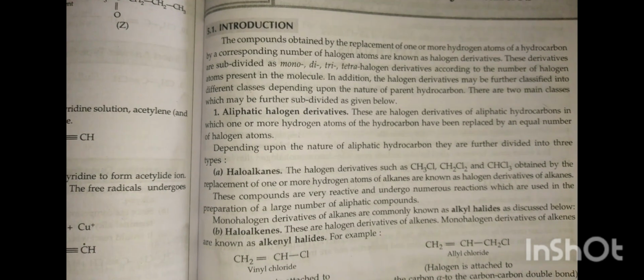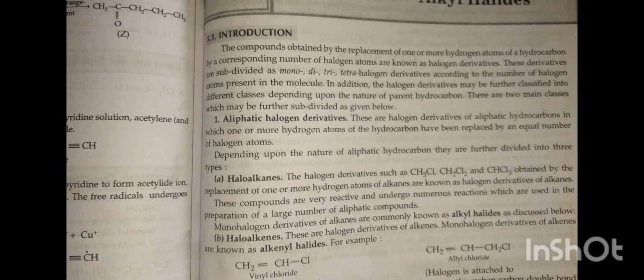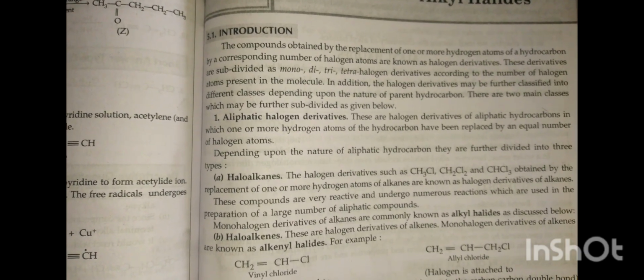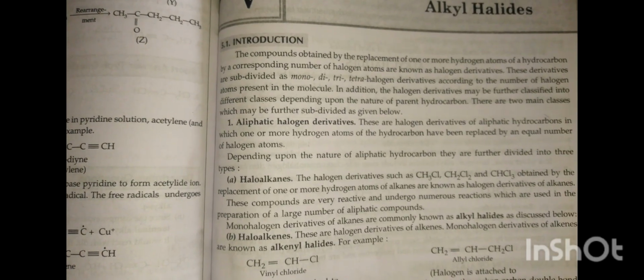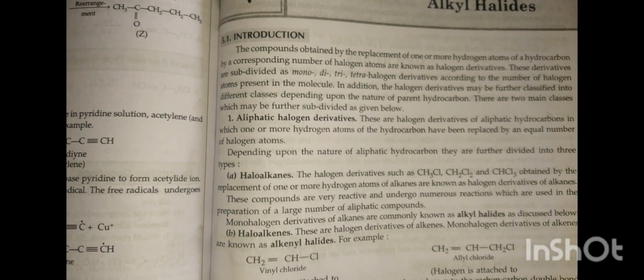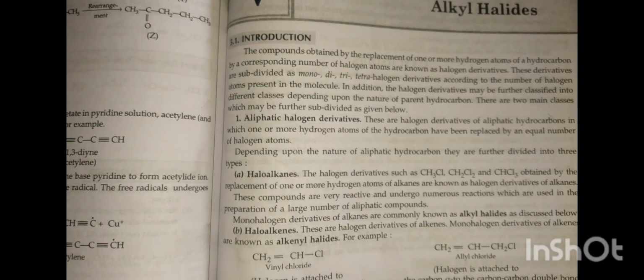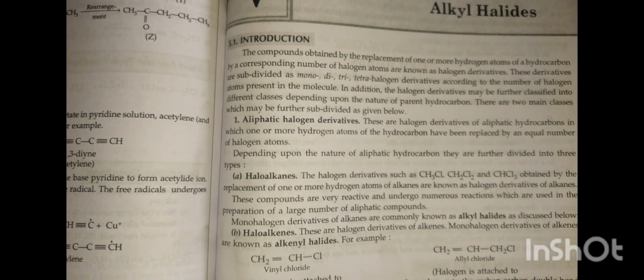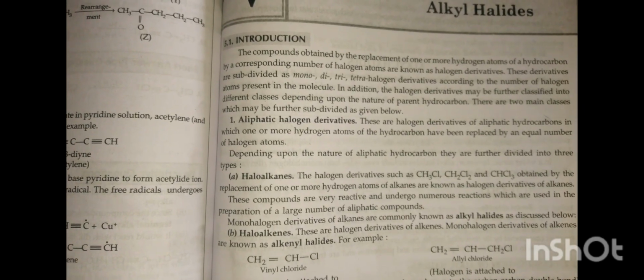Introduction. The compounds obtained by the replacement of one or more hydrogen atoms of a hydrocarbon by a corresponding number of halogen atoms are known as halogen derivatives. These derivatives are subdivided as mono, di, tri, tetrahalogen derivatives according to the number of halogen atoms present in the molecule. In addition, the halogen derivatives may be further classified into different classes depending upon the nature of parent hydrocarbon.